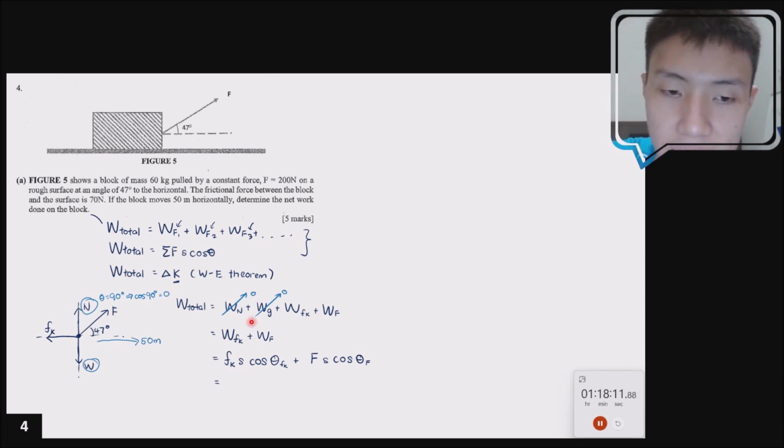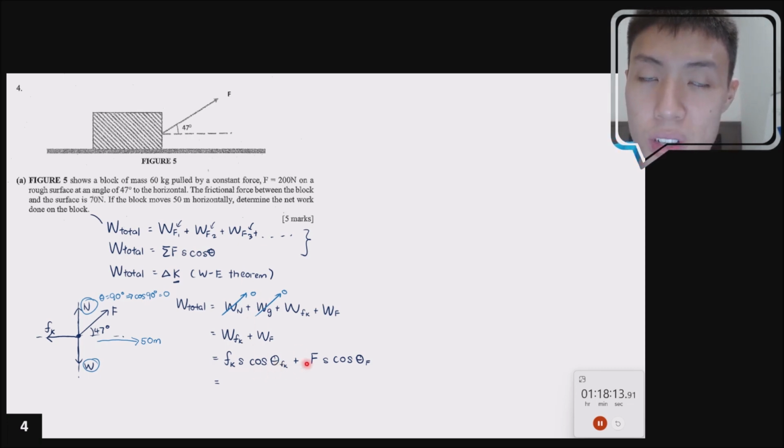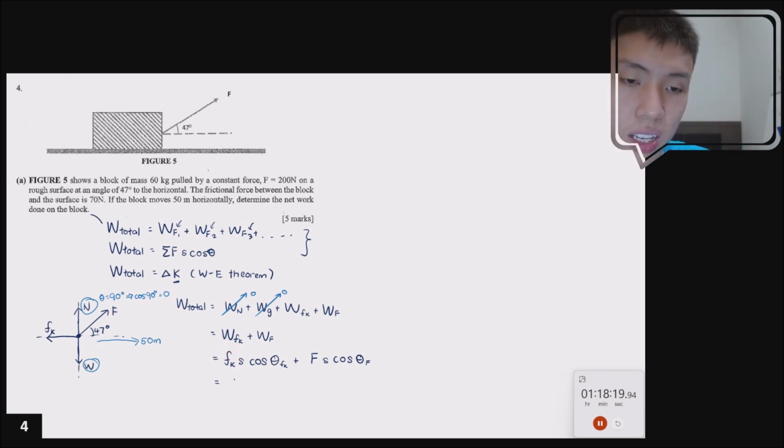We let the angle decide whether it's positive or negative work done. For the force and the displacement, we just substitute the magnitude only. So the friction is 70 Newton, the displacement is 50, and because the friction and the displacement are in opposite directions, the angle between them is 180 degrees.